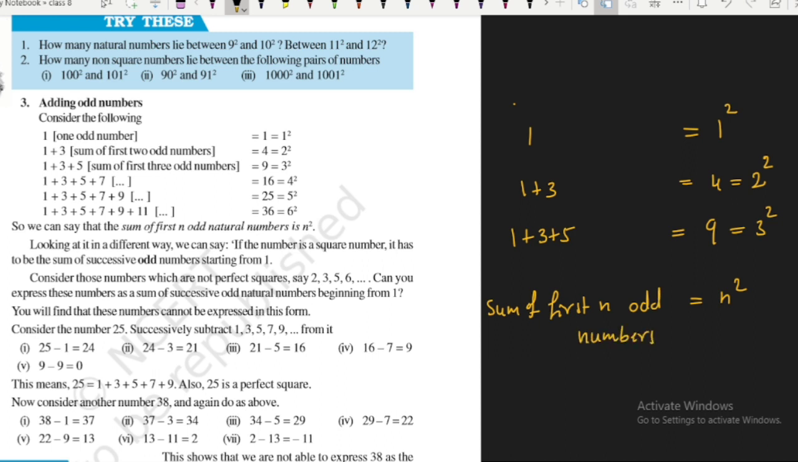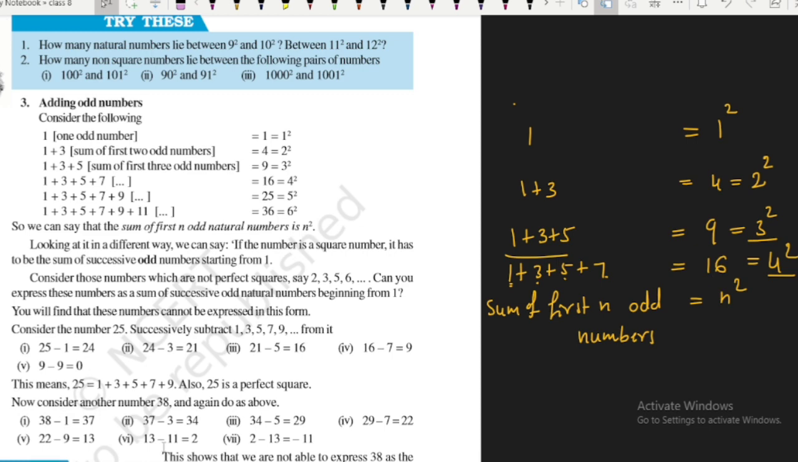Adding the first 3 odd numbers, we get 3 square. If it is 1 plus 3 plus 5 plus 7, we get 4 square, because we are adding 4 numbers: 1, 2, 3, 4. So it is 4 square, that is, the sum is 16. So without adding the numbers, you can easily tell the square of a number by adding the sum of odd numbers.